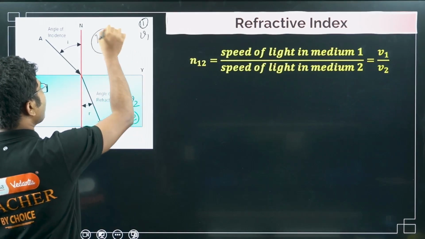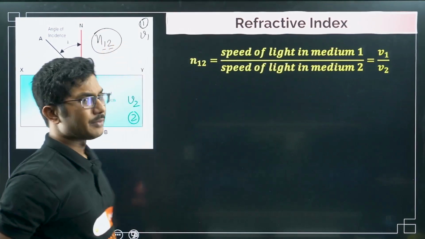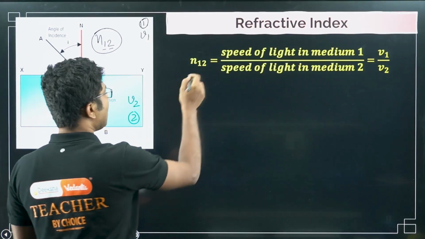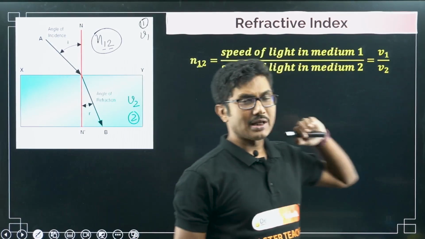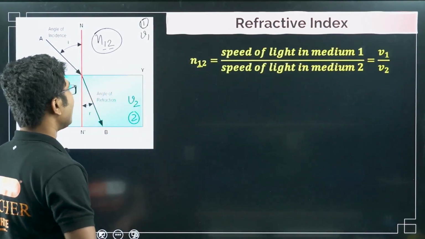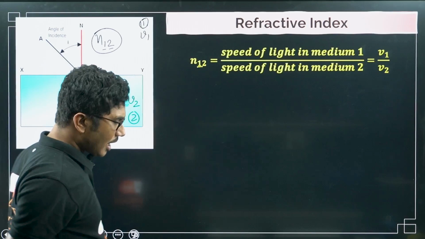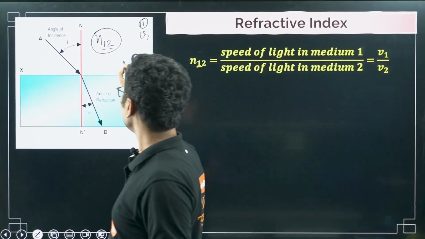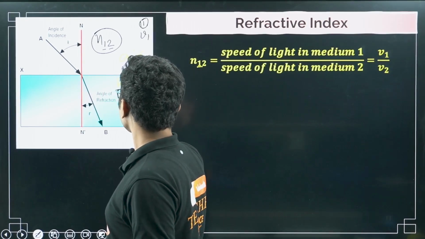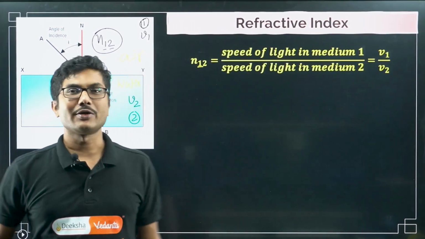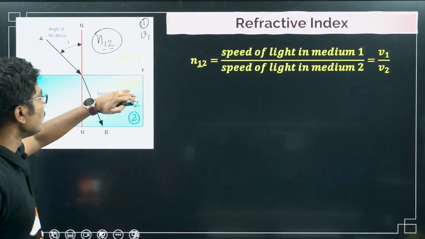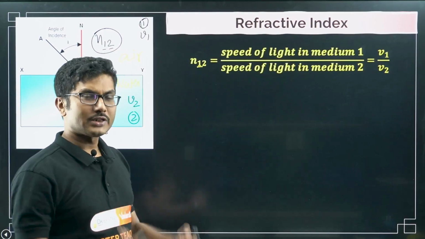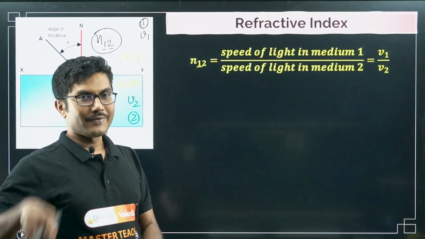So the refractive index of the first medium with respect to the second medium, this is the symbol that we use, is speed of light in medium 1 divided by speed of light in medium 2. Suppose this is air and this is water, and we are trying to find the refractive index of air with respect to water. First will be speed in air, divided by speed in water.